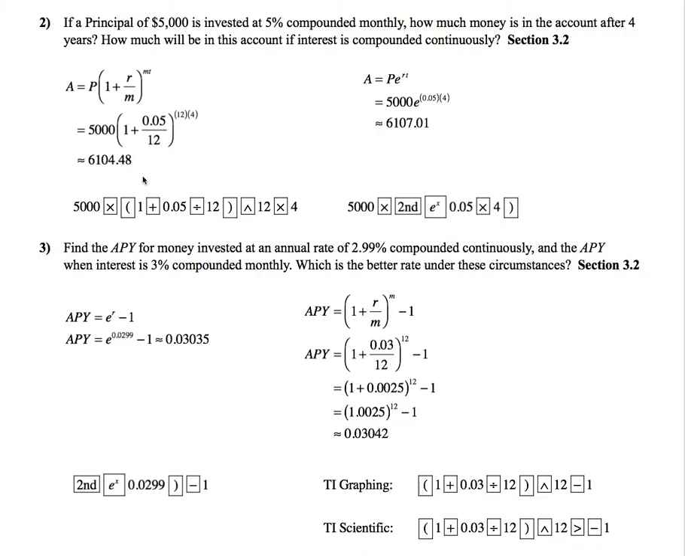I believe it works the same for the graphing as it does for the scientific, although that will be different here momentarily with one of the upcoming questions. So 5,000 times, which again, is maybe not necessary, but I put it in anyway, times left parenthesis 1 plus 0.05 divided by 12, close parentheses, and this is the little caret symbol, the exponent symbol, and then 12 times 4.